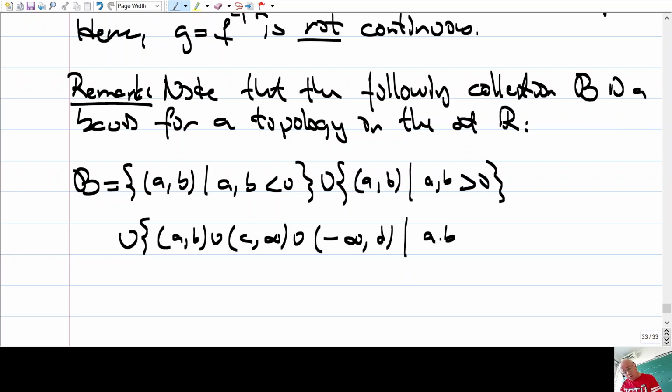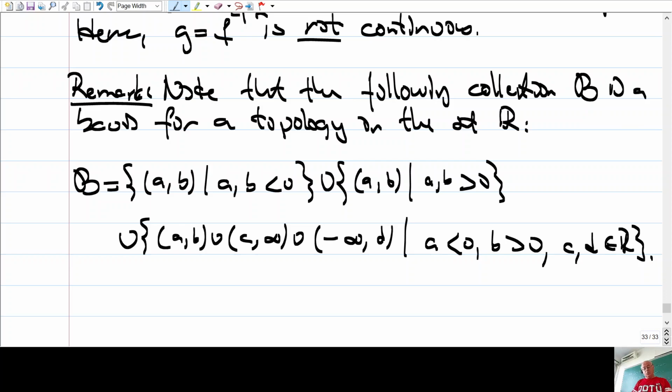Burada ise şunu söylüyorum. A çarpı B negatif. So A times B is negative. It means that one of them is positive, the other one is negative. Ya da isterseniz öyle yazayım ya. A negatif, B pozitif. C ve D rastgele reel sayılar.